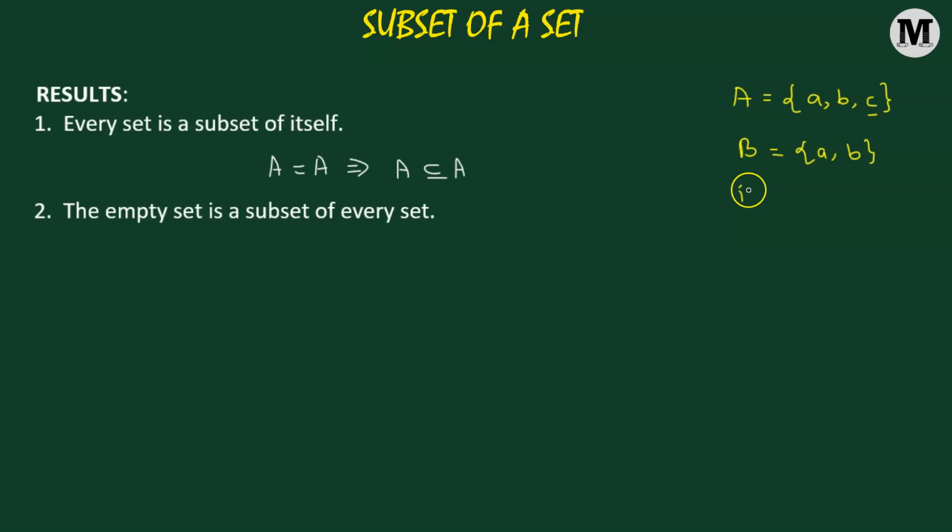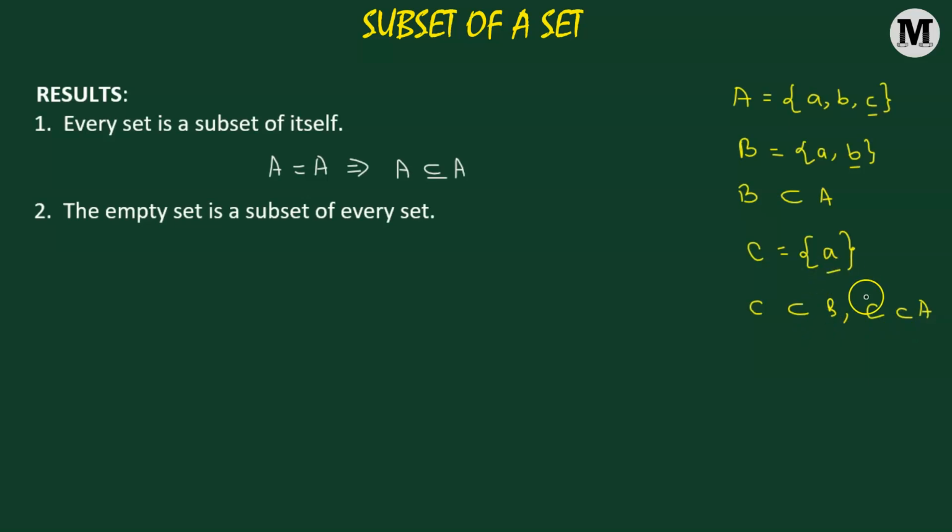We can clearly say that B is going to be a proper subset of A. That's because all the elements of B are present in the set A, but they are not equal, so we're using proper subset. Then we're going to remove another element from the set B, and this is going to give us another new set C containing the single element a. So here we can say that C is going to be a proper subset of B. C is also going to be a proper subset of the set A.